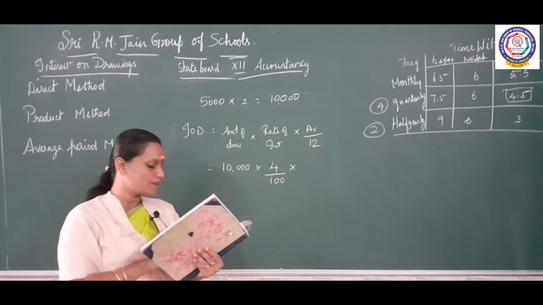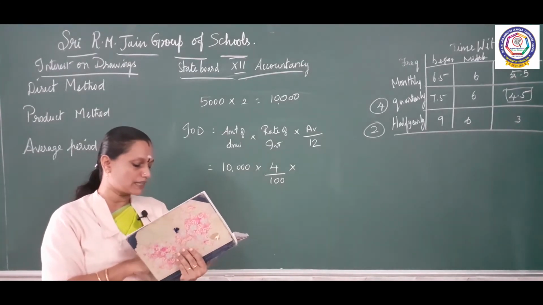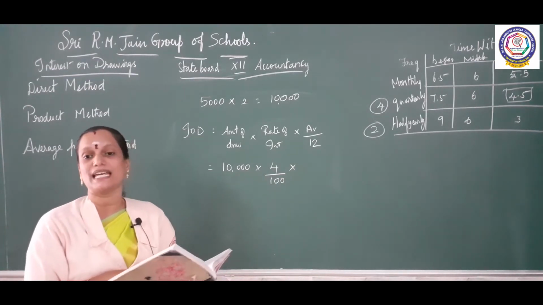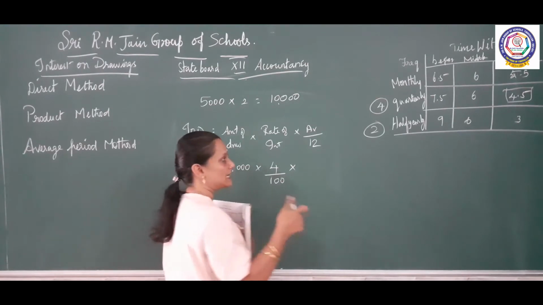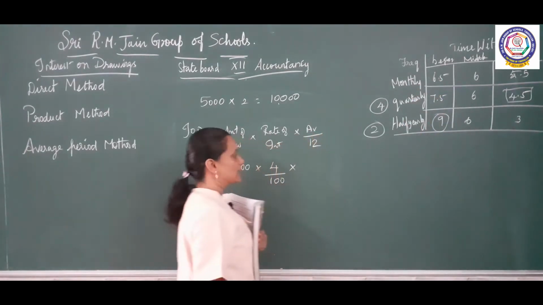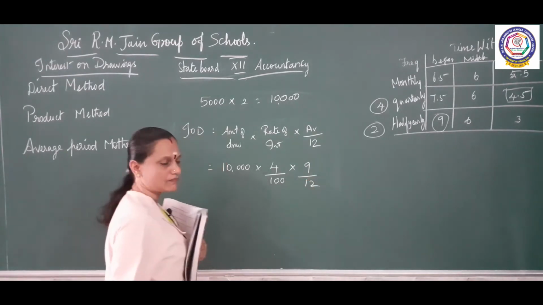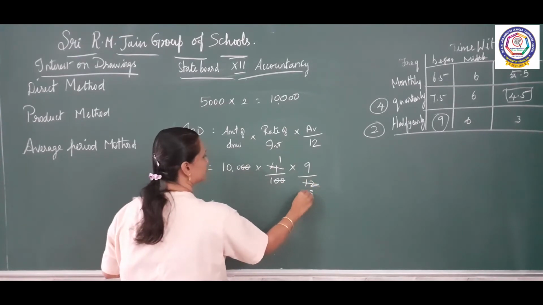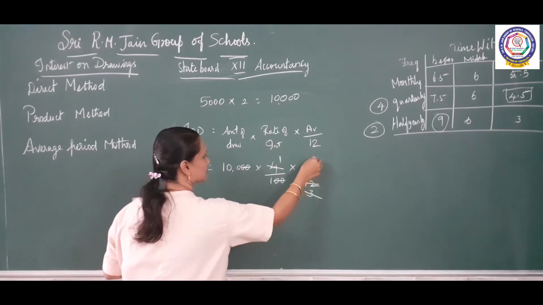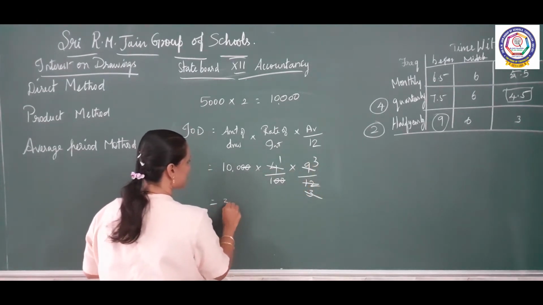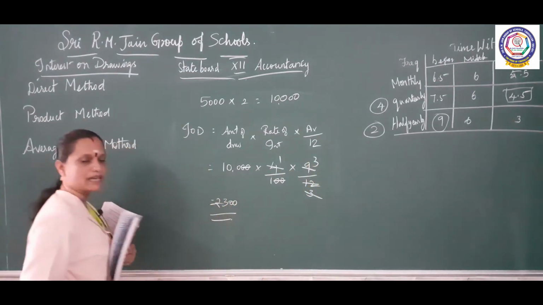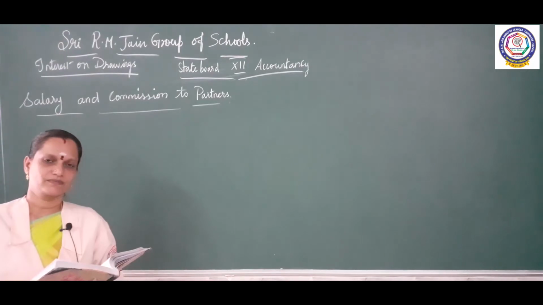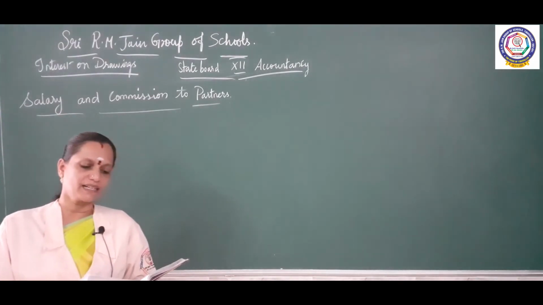4 by 100 into average period for half yearly. They are charging at the beginning of each half year, so in the sense you should take 9 for the beginning. Okay, so 9 by 12. Okay children, so 0 0 cancel. So how much we got? 300 rupees, interest on drawing. Okay children, copy this. Now we are going to calculate salary and commission to the partners.